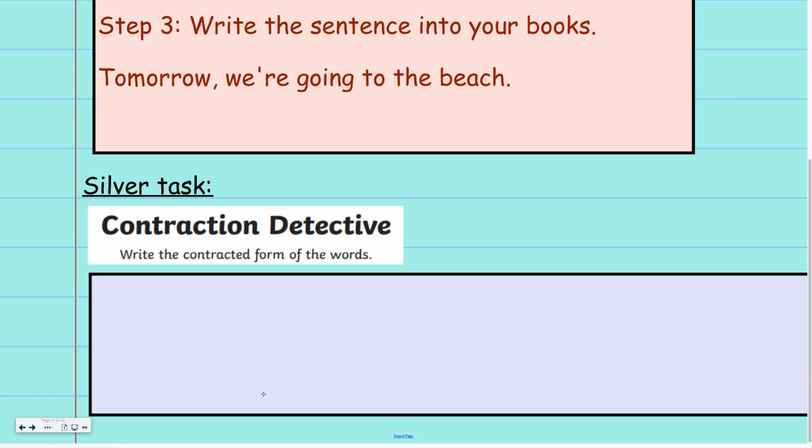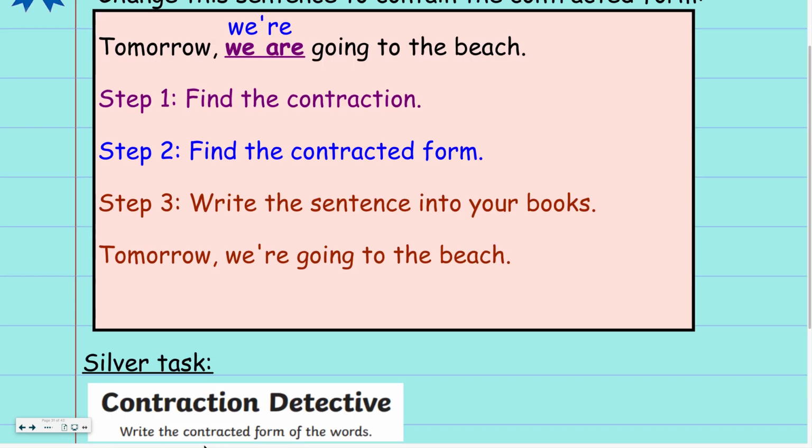And your task is the contraction detective, okay? So the contraction detective sheet, write the contracted form of the words, write the full sentences into your books, please, remembering those capital letters and the punctuation at the end. So if you'd like to do the silver, you can pause the video and look at silver now, or if you'd like to go on to have a look at the gold challenge, then you can.